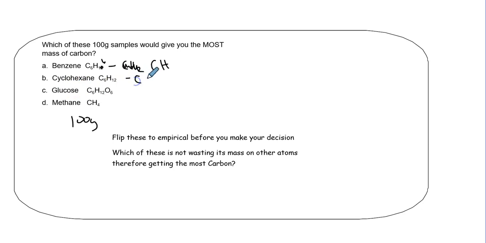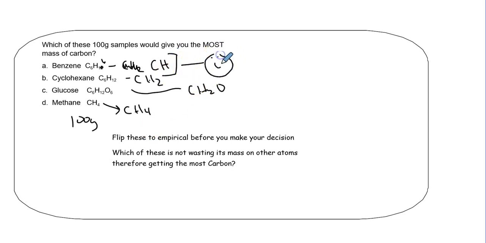Cyclohexane would be CH2. Glucose would be CH2O. And methane is CH4. That is empirical already. So which of these guys has the most percent mass carbon? Which of these is wasting none of its mass of carbon on other atoms? And that would be the benzene has the highest percent mass. And you could calculate it: 12 divided by 13 times 100 would be the answer for that guy.